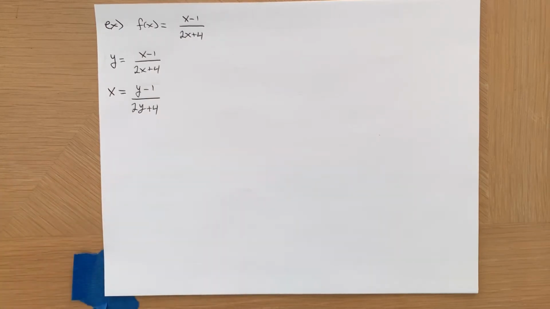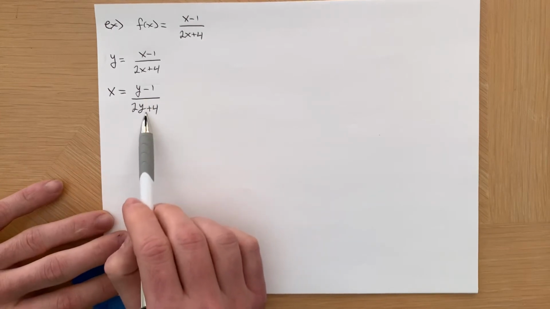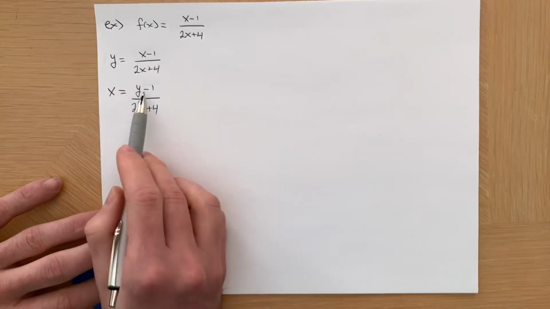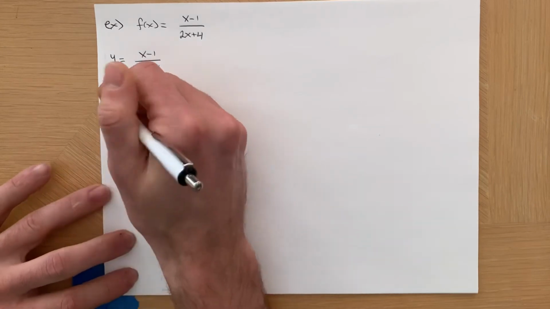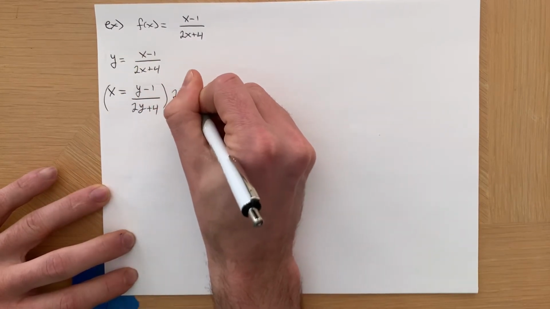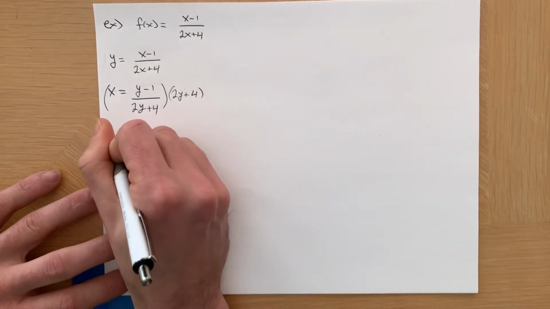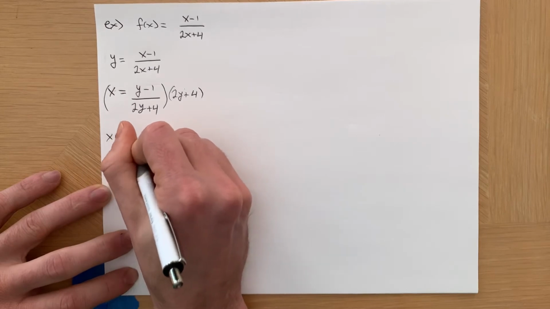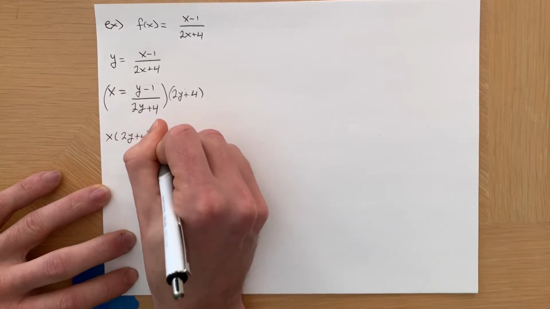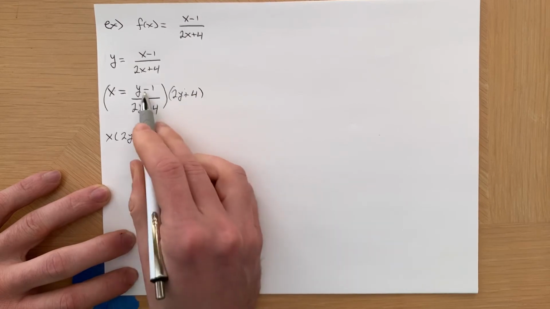And now, just like before, we need to solve for y. So get y on one side, everything else on the other side. Just like before, the first step we want to do is to get rid of the fractions. So we want to multiply both sides by the 2y plus 4. If we multiply it to the left, we're just going to get x times 2y plus 4. And if we do it to the right, well, it's just going to cancel. You have 2y plus 4, 2y plus 4, they go away, and you just have y minus 1.